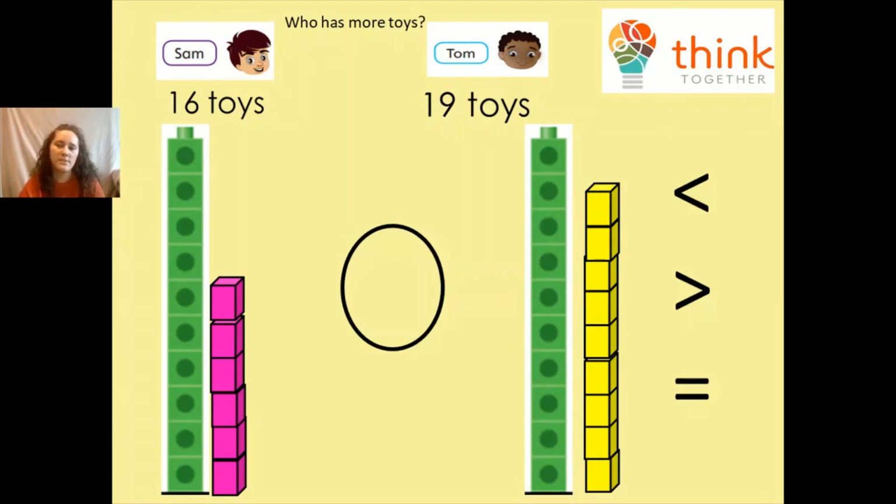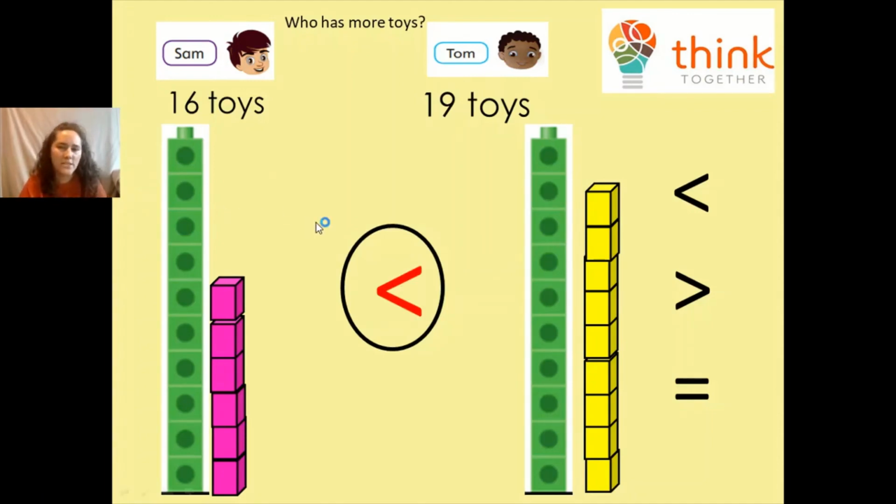Let's think about those symbols. What needs to go in here? Remember, we read starting from this side. So, is 16 more or less than 19? Well done. 16 is less than 19. So we're going to have our less than symbol.